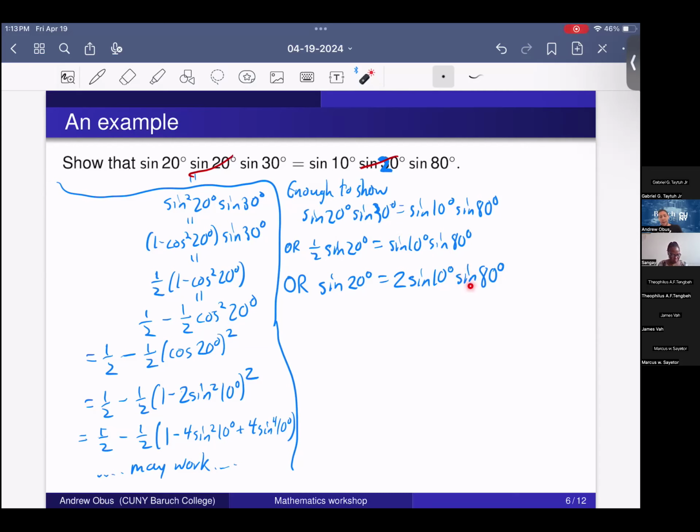Can we write sine of 80 degrees in terms of cosine? So if we want to show that sine of 20 degrees equals 2 sine 10 degrees sine 80 degrees, I can rewrite that as 2 times sine of 10 degrees times cosine of something. So we know sine of 80 degrees is cosine of how many degrees? Let's remember a triangle. If this is 80 degrees, and sine is the opposite over the hypotenuse, how can I express this as cosine of some angle?